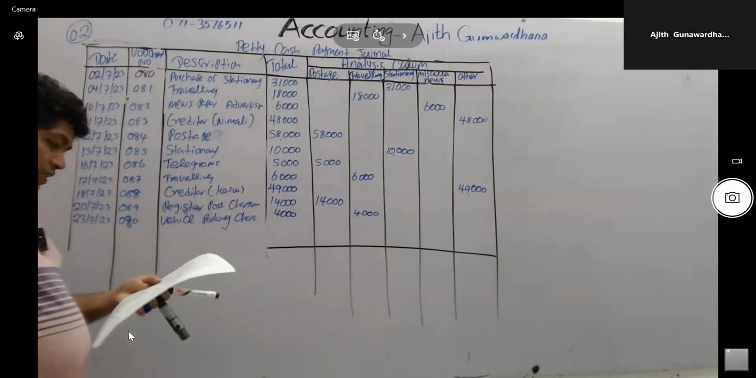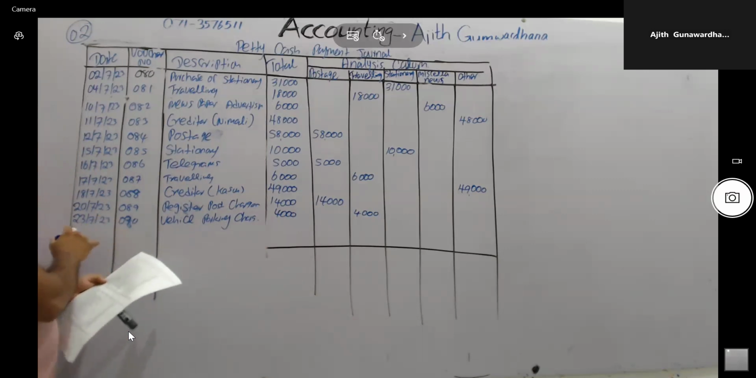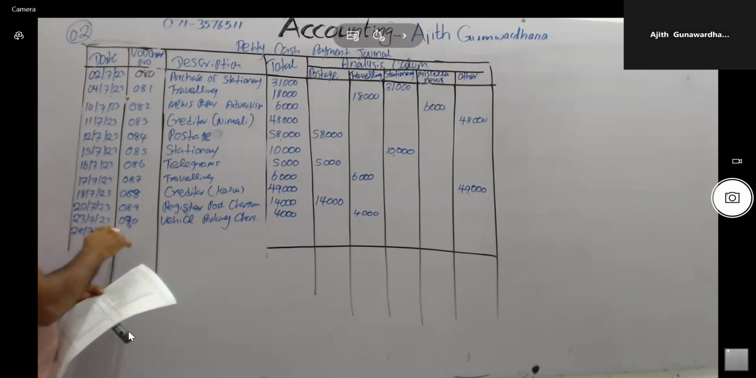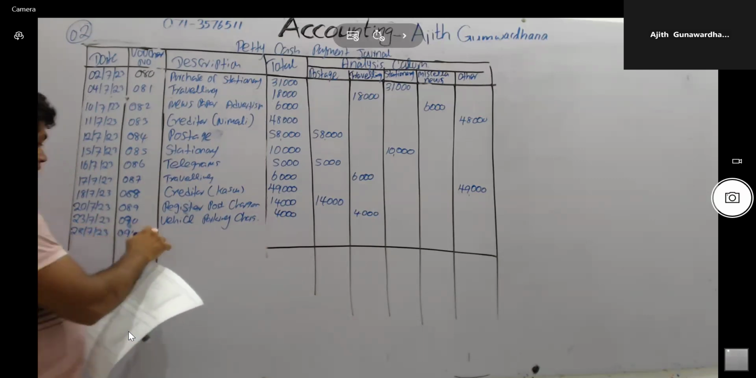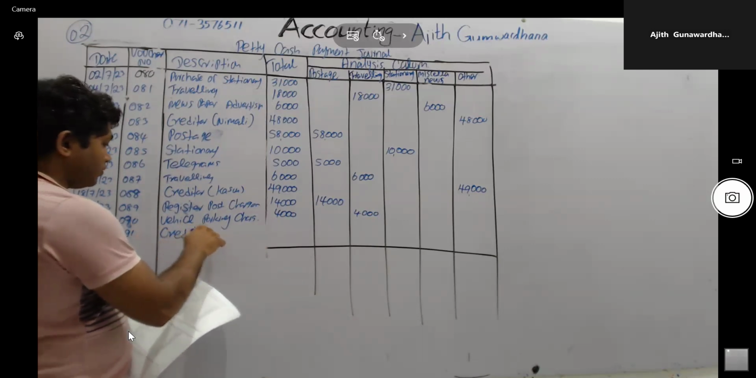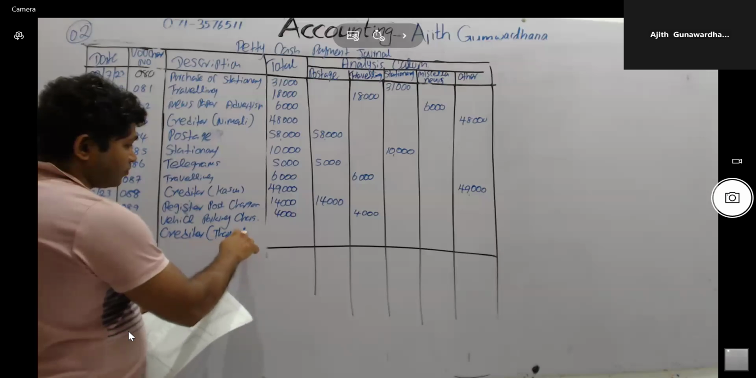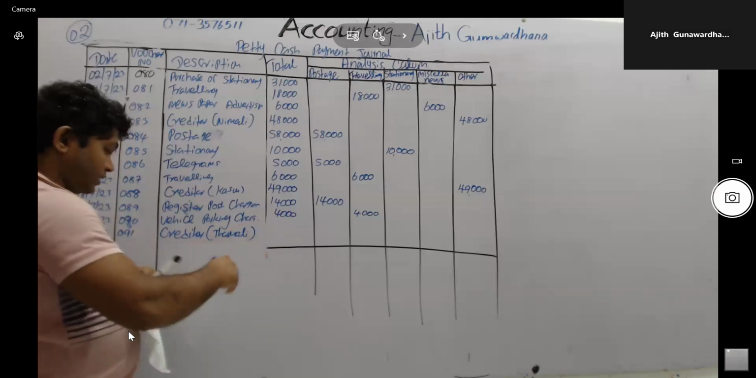The last transaction, payment to Tamali. Think Tamali is a creditor. 28 July 2023, 091. Creditor, within brackets Tamali. Think how to prepare the petty cash payment journal.